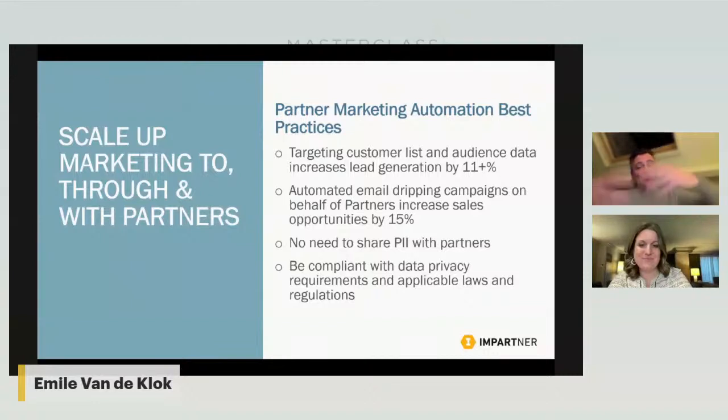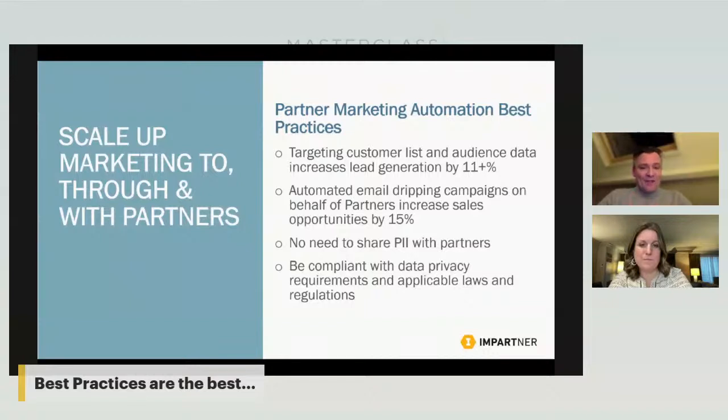But that's a nice thing if you do it in a scalable way with a lot of partners, you get that volume. The automated email dripping campaigns, we know that if you do the dripping campaigns, I'm not talking about just sending one email, I'm talking about dripping campaigns for 6 months or a year, we have seen an increase in sales opportunities by 15%. So you target those lists and then you turn them into sales opportunities. I just want to be clear here, this is on account level, right? So a 15% increase in sales opportunities.